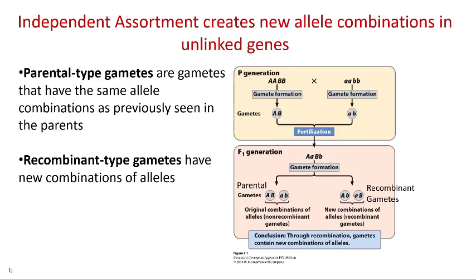I'm now going to introduce some new terminology that helps us follow which genes are together on a chromosome. We are going to use parental type gametes and recombinant type gametes. These terms tell us about which A and B alleles are together on the same chromosome.